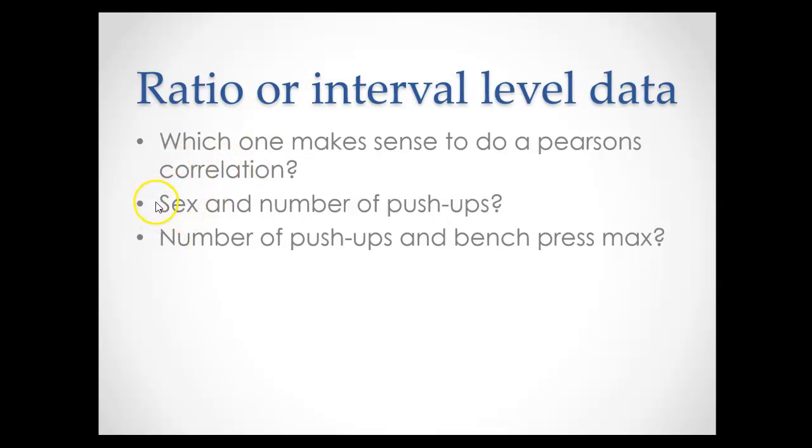So in this case, sex is not ratio or interval level data, it's nominal. So this Pearson's correlation would not be a good test for this kind of research question. But because these are all interval level data, maximum number of push-ups a person can do, and then also their bench press max, that would be an appropriate test if we're looking for a relationship between those two measures of upper body strength.